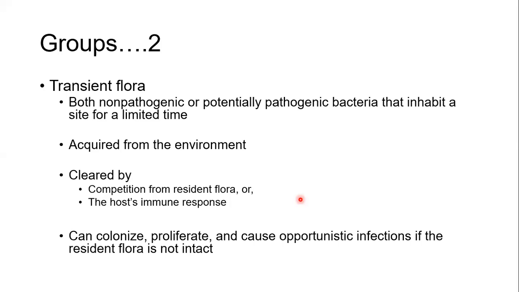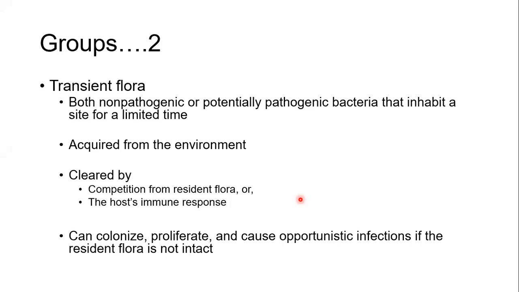The body tends to clear them. If they're on the skin, they can actually be cleared mechanically. And that's by rubbing, unlike the resident flora, which cannot be cleared mechanically. But on top of it, transient flora can also be cleared by competing with the resident flora. So the resident flora tends to occupy the niche, so it excludes the transient flora, and the host immune response can also clear transient flora.